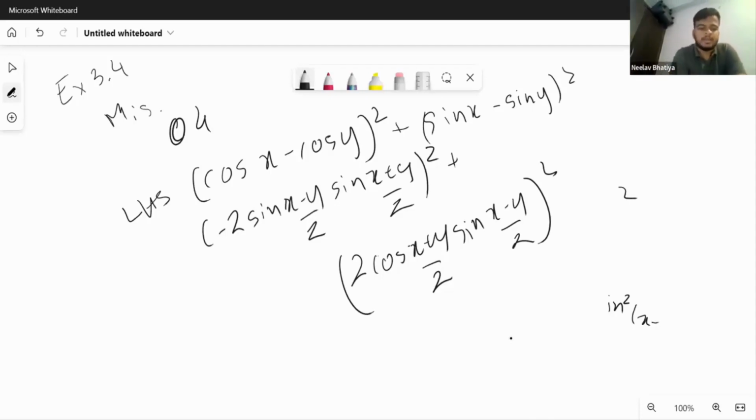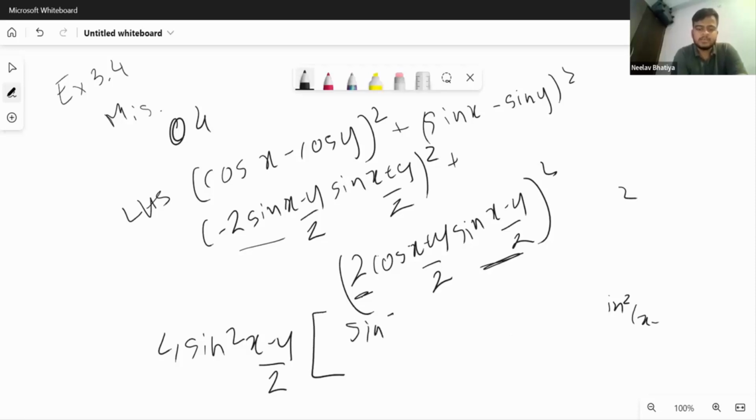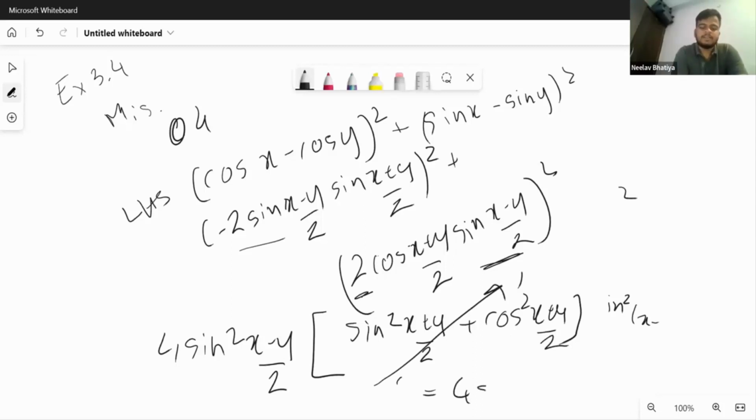Now squaring these two terms, I'll get 4 times sin square (x minus y) by 2 as common in the same step. Because this and this are the same, I'll take that common and see what I get inside. What I'm left with is sin square (x plus y) by 2 plus cos square (x plus y) by 2. Again, this is an identity, which turns out to be 1. And what we finally get is 4 times sin square (x minus y) by 2. That is equal to our RHS as well. Very similar in pattern to the question that we had solved earlier, the third question, so the solution was not very difficult.